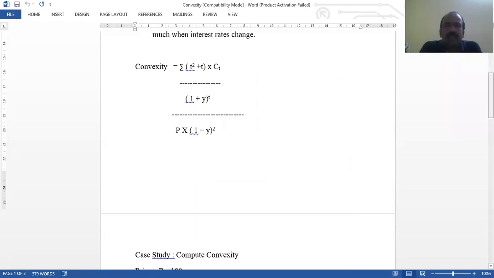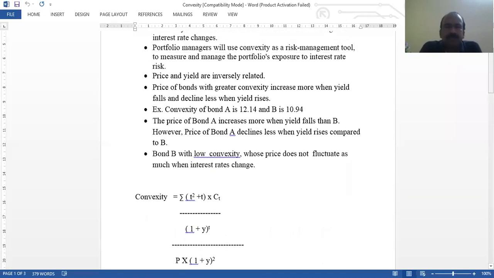Now, the price of bond A increases more when the yield falls. So when the yield is falling, the price increases. So the bond with the higher convexity will have a greater impact. That price will increase more than bond B. At the same time, the price of bond A declines less when the yield rises compared to bond B. When the yield is, for example, increasing, the price of the bond declines less.